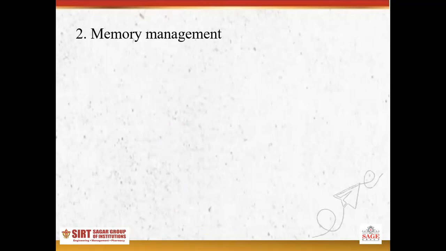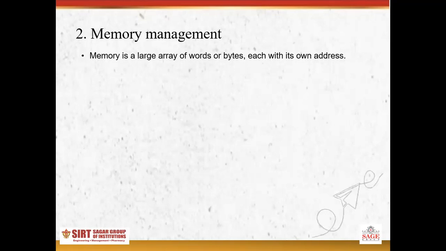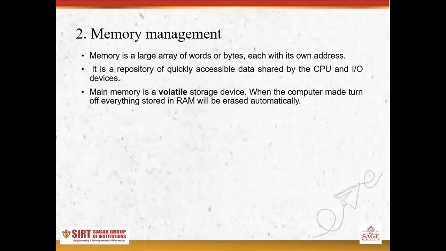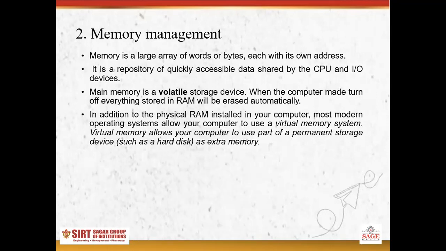Secondly, we discuss memory management. Memory is a large array of words or bytes, each with its own address. It is a repository of quickly accessible data shared by CPU and input-output devices. Main memory is a volatile storage device, thus we all know when the computer turns off, everything stored in RAM will be erased automatically because it is temporary memory.